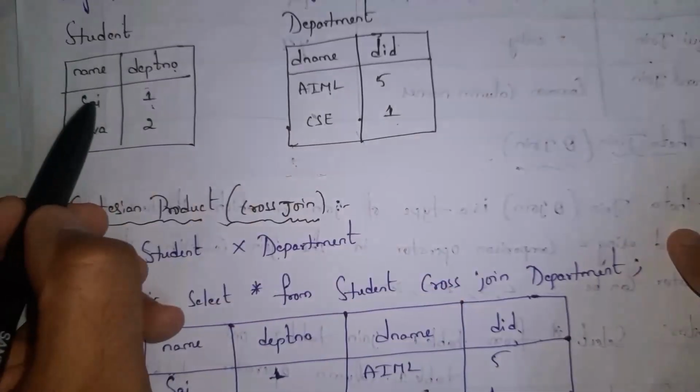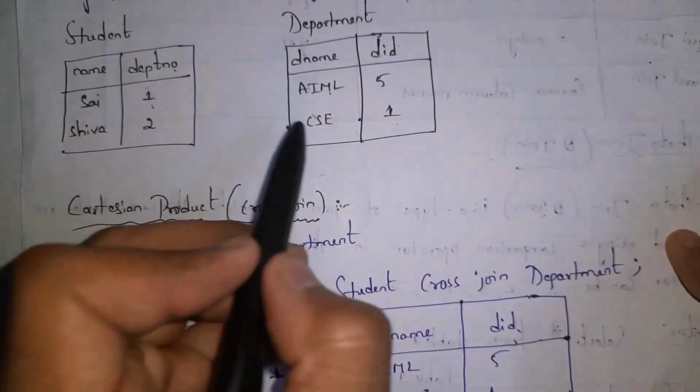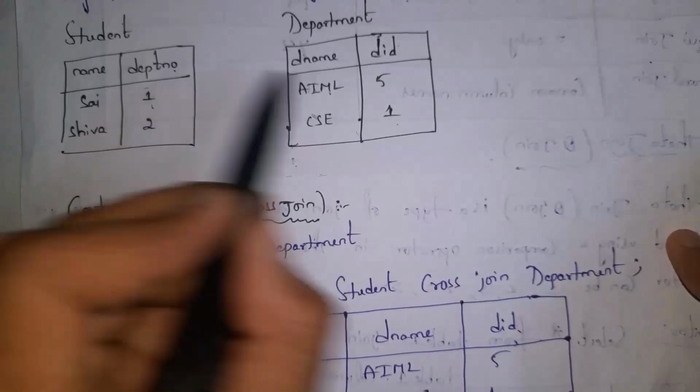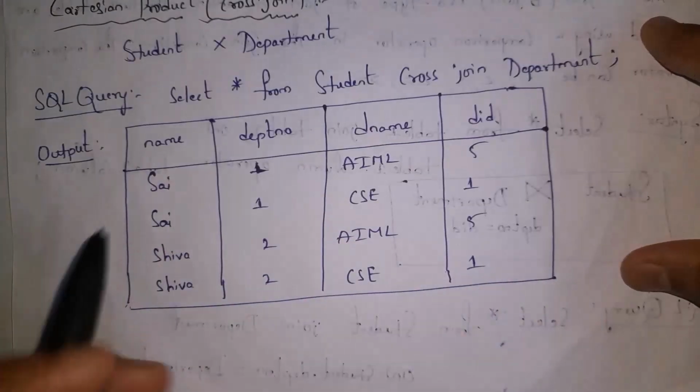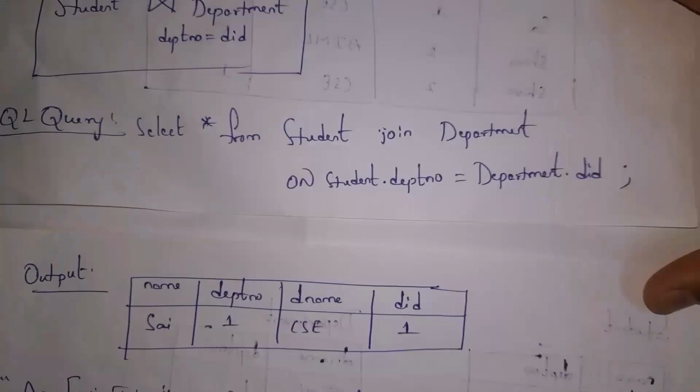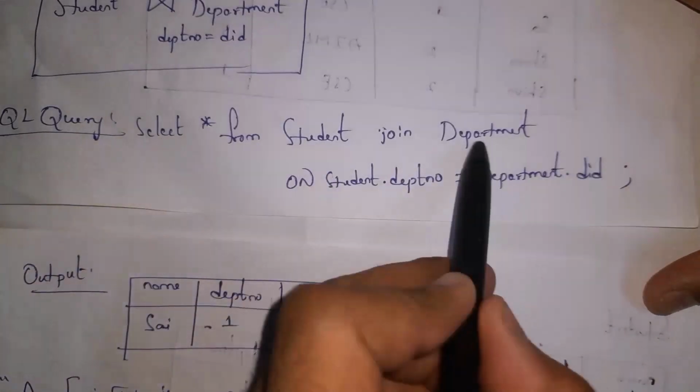Here for Sai department is 1 and for DNAME CSC department is 1. Here there is a match, 1 1. So this row and this row both will be combined. So here from this table Sai 1 CSC 1. This is my output. So whenever I execute this query, this is my output.